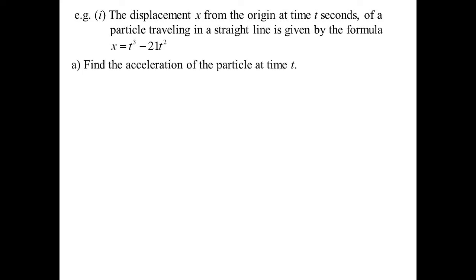So if I want to find the acceleration, I want a formula for acceleration at time t. Well, all it's really asking me to do is differentiate this twice. Simple enough, it's a polynomial. So velocity is 3t squared minus 42t, acceleration is 6t minus 42.